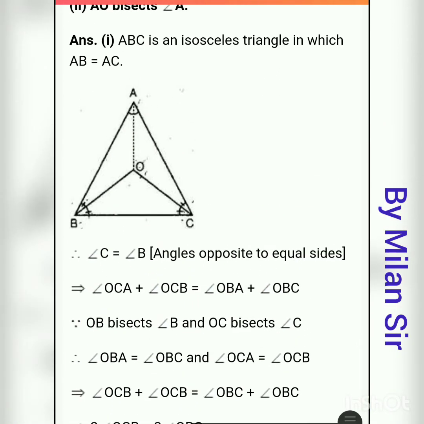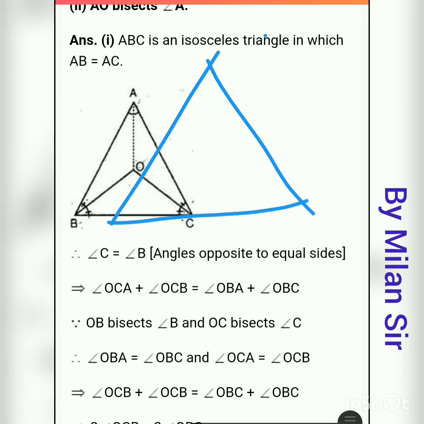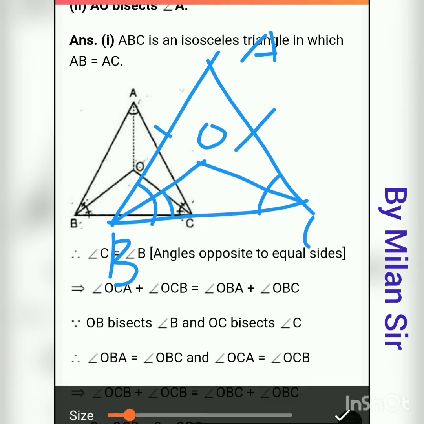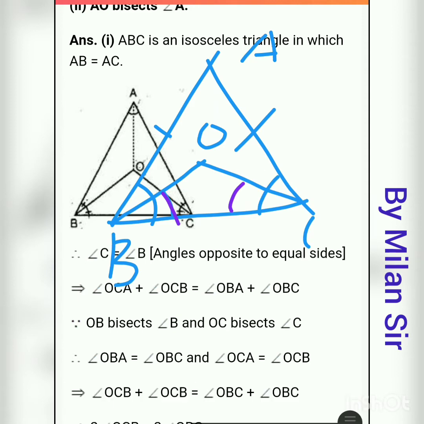So alternately, this is our triangle ABC. Here AB and AC are the same, so angles B and C are the same. If angles B and C are the same, then their halves are also the same. So these two angles are the same. Now if these two angles are the same, then in triangle OBC the opposite sides OB and OC are the same.